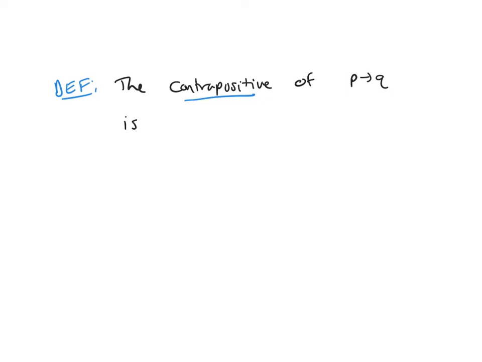So we're going to continue discussing conditional statements. So I'm going to define some new statements. The first one is going to be the contrapositive. The contrapositive of the conditional statement if P then Q is the conditional statement if not Q, then not P. So you switch the order and you negate each piece.